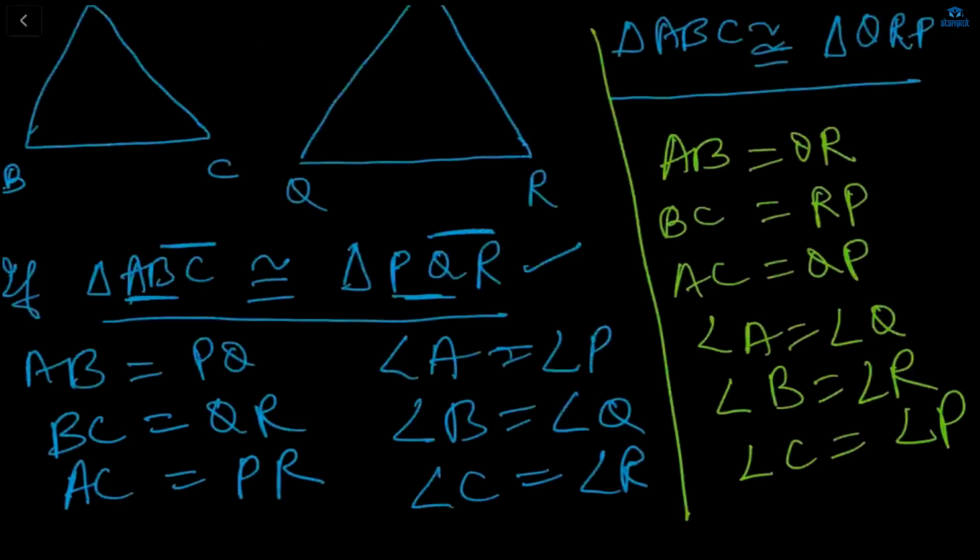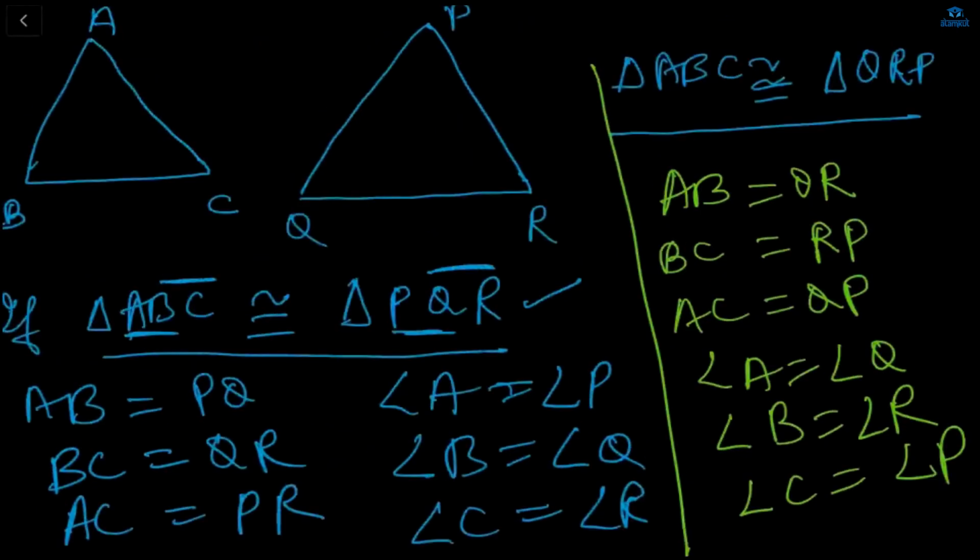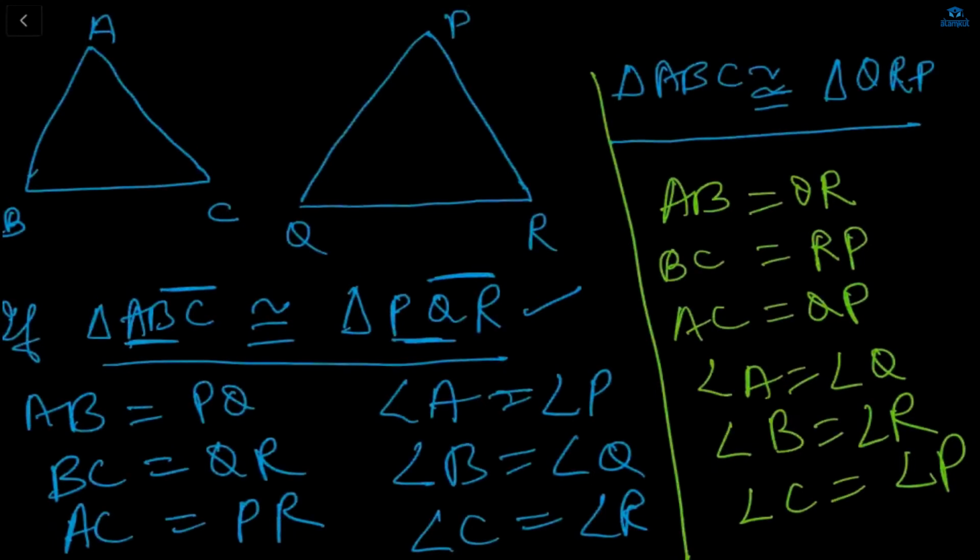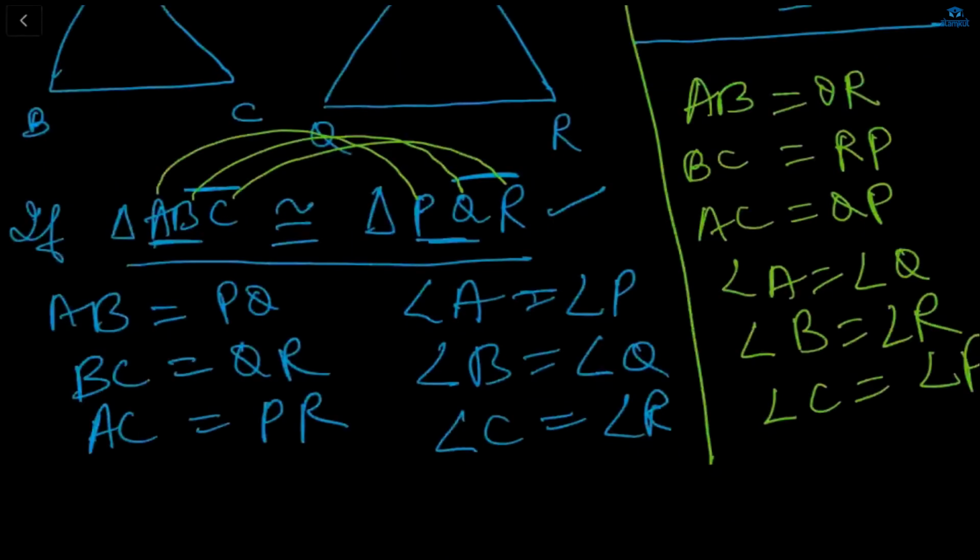If you are writing triangle ABC is congruent to triangle PQR, that means A corresponds to P: A will be equal to P, B will be equal to Q, and C will be equal to R. Any doubt here? And what does congruency mean? All the 6 things should be equal. There are rules to prove that two triangles are congruent. You don't have to show all the 6 things are equal; with 3 things you can prove that the two triangles are congruent. And then, if the two triangles are congruent, you can say that all the other things are equal.